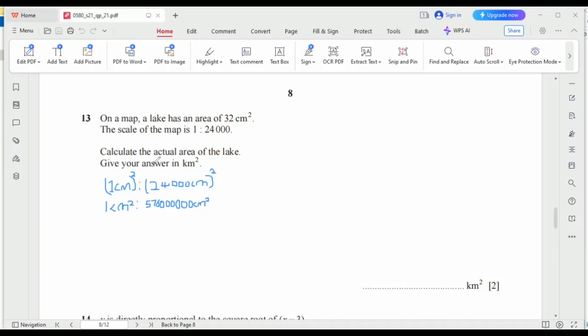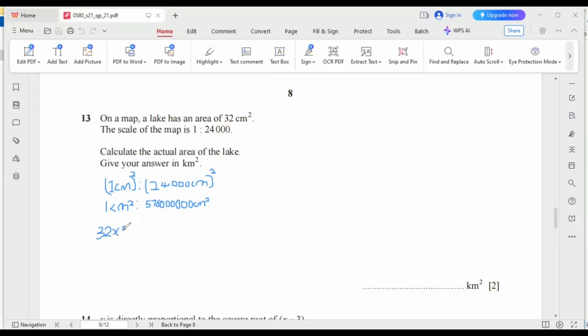Now, the question says on a map, a lake has an area of 32 cm squared. Calculate the actual area of the lake. They say give your answer in kilometers squared, we'll get to that. So we have to first get our answer in cm squared. If 1 cm squared is 576 million cm squared in real life, then 32 cm squared would be 32 times 576 million.